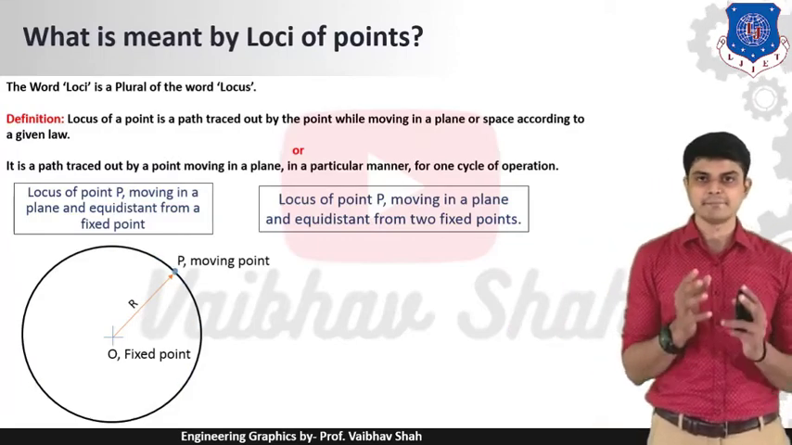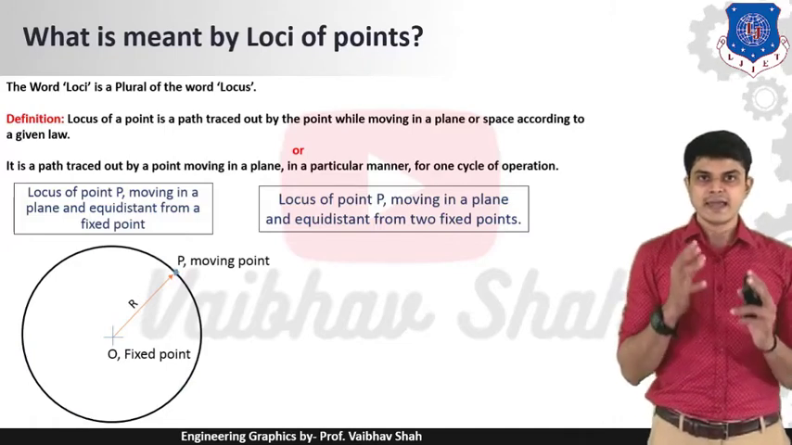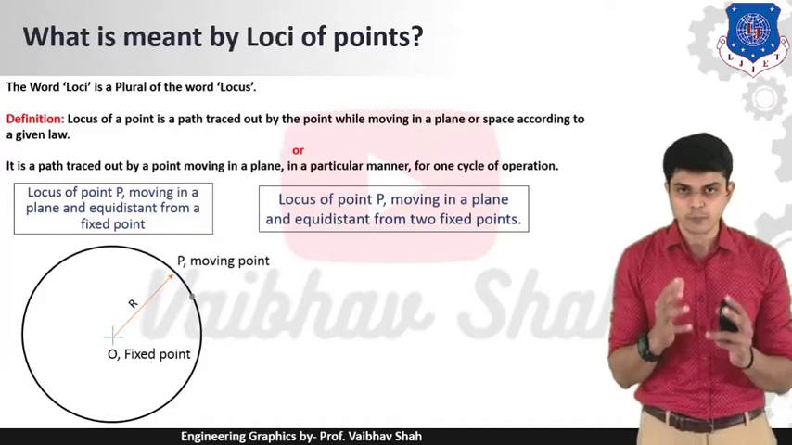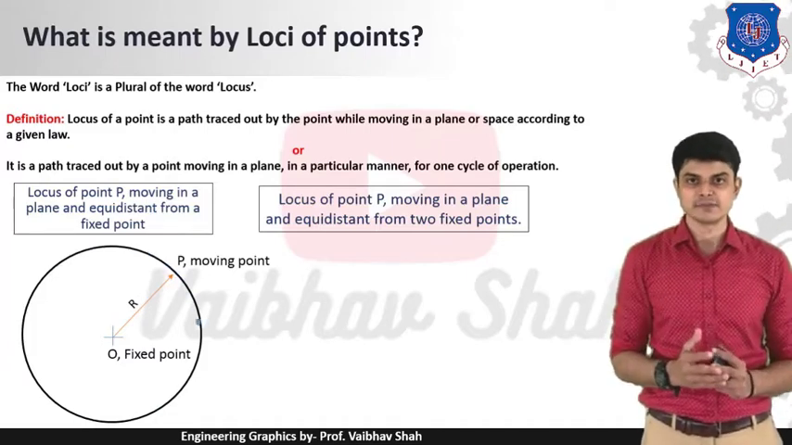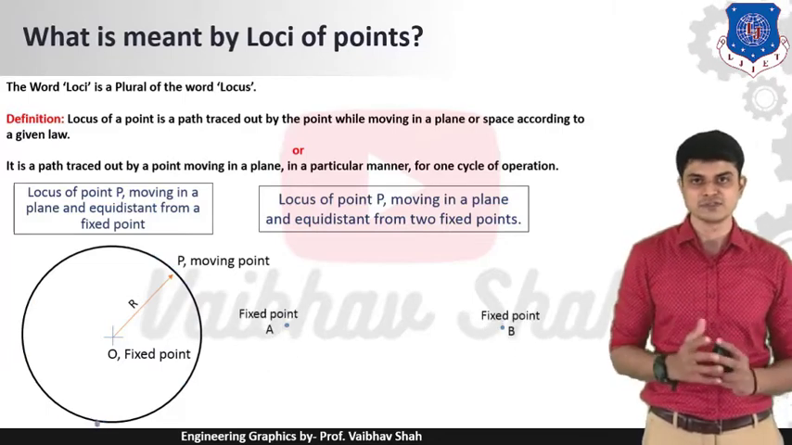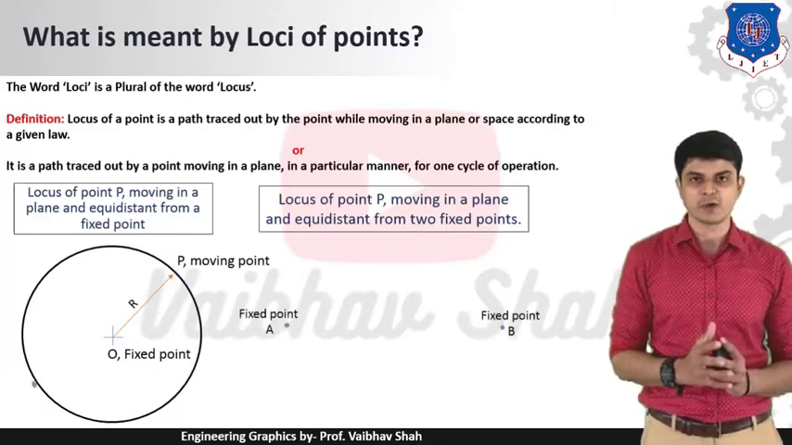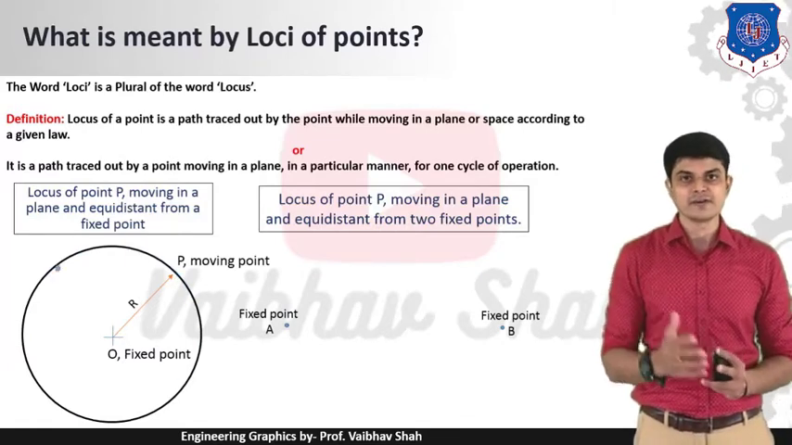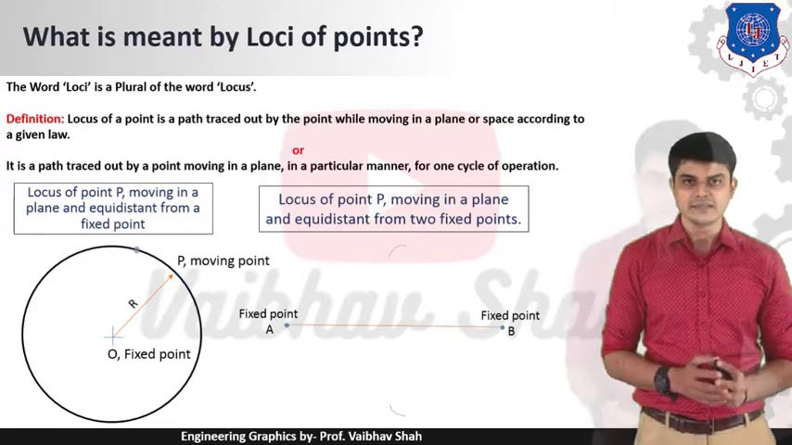Locus of point P moving in a plane and equidistant from two points. So let us see the example. First we take the two fixed points, A and B, on the positions. These are our two fixed points. Let us join these two fixed points by a straight line. So we have now joined these two points by a straight line.